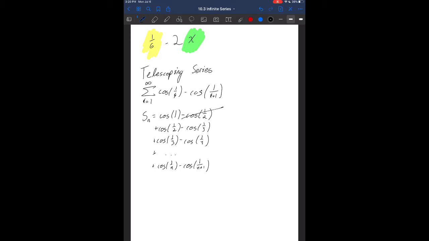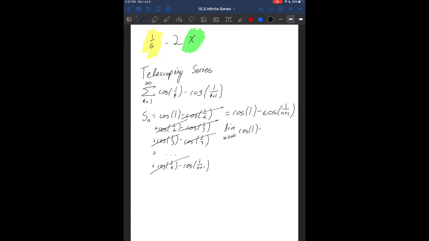Now, the important thing to note here, though, is that we have this negative cosine of 1/2 and a positive cosine of 1/2. So those are going to go away. Negative cosine of 1/3, positive cosine of 1/3, so on and so forth. So we actually get that our partial sums are going to be cosine of 1 minus cosine of 1 over n plus 1. And this is why it's called telescoping. You can kind of imagine it as taking one of those telescopes that you can expand out and just collapsing it down into these two terms instead of all of the other terms that we had. But this allows for very easy calculation of what the limit is.